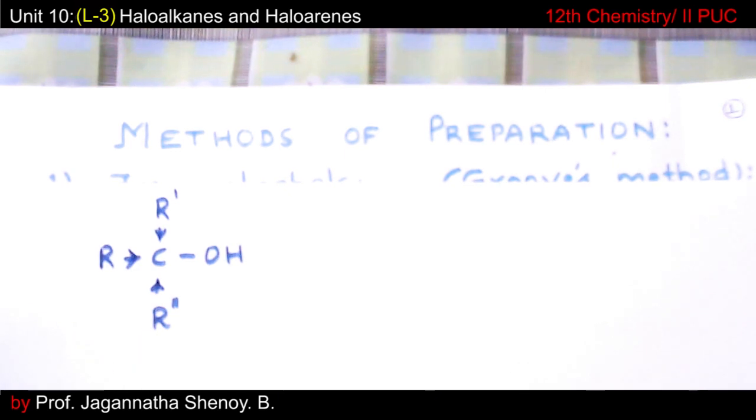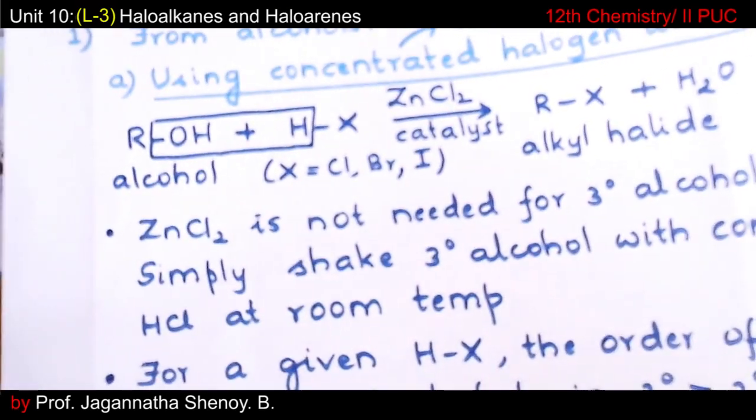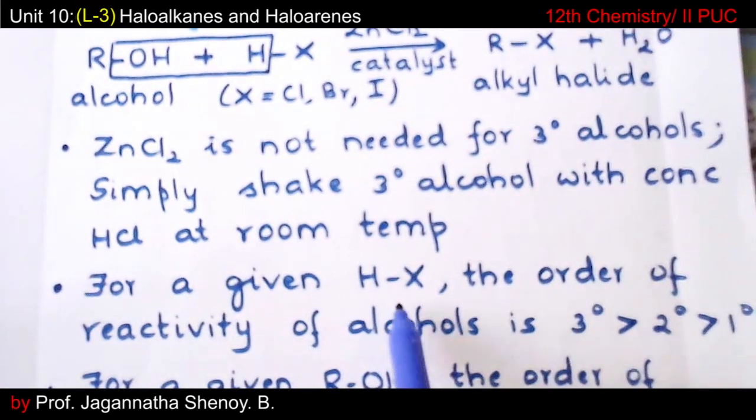The second factor is steric factor. In case of tertiary alcohol, the carbon atom is surrounded by three bulkier alkyl groups. So this carbon tries to reduce the steric crowding. It can easily do so by pushing the OH group out of the molecule. So for a particular HX, the order of reactivity of different alcohols is tertiary greater than secondary greater than primary.